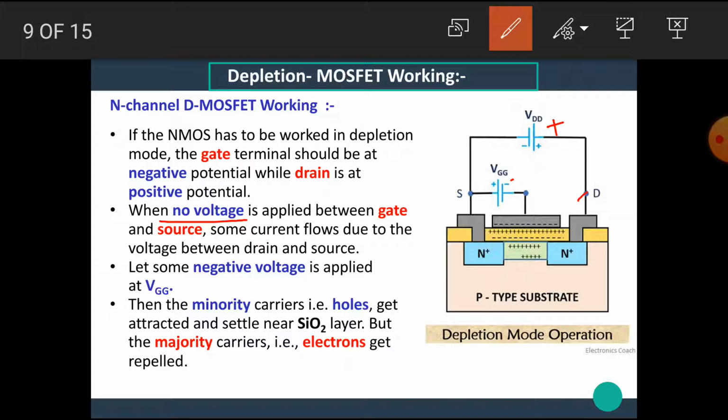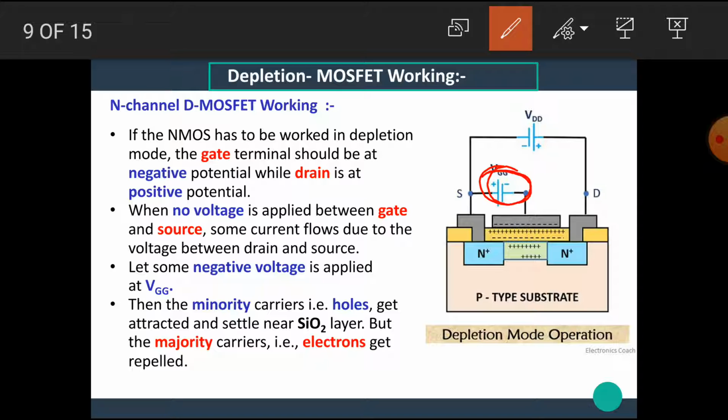When no voltage is applied between the gate and source, some current flows due to the voltage between drain and source. That means when no voltage is applied between gate and source, current can flow in this direction. That means the holes travel from source to drain.